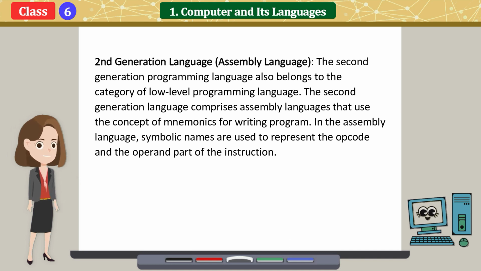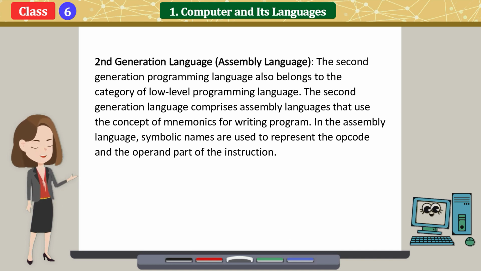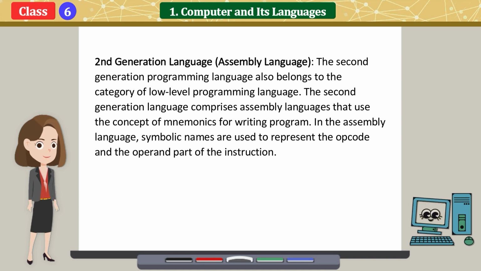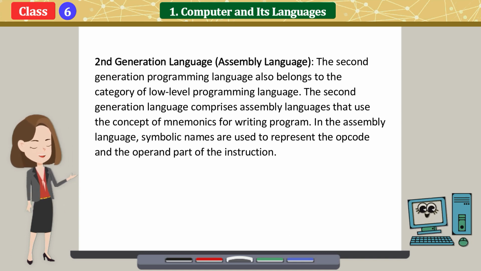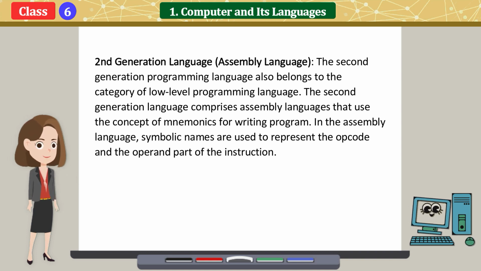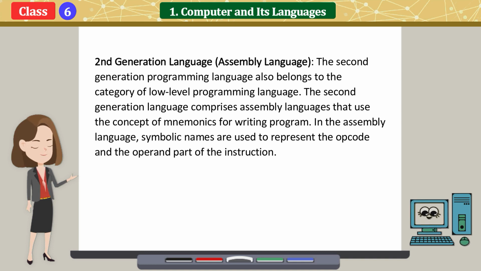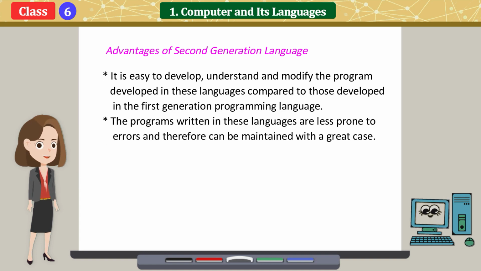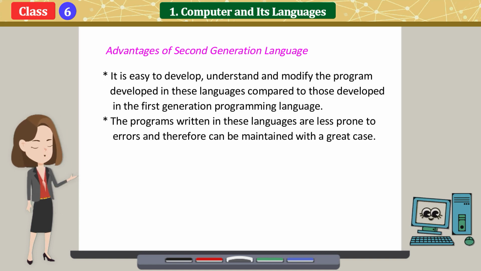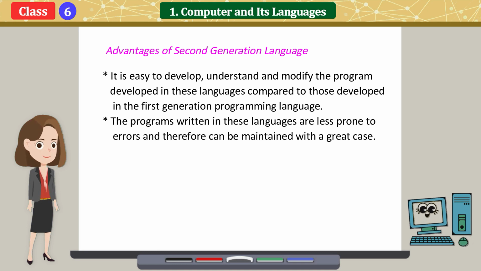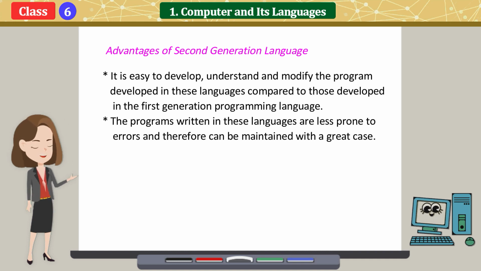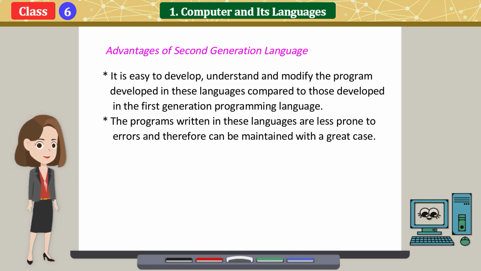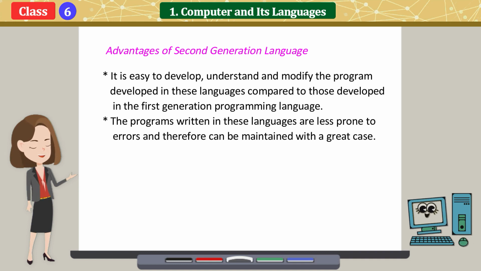Second-generation language. The second-generation programming language comprises assembly languages that use the concept of mnemonics for writing programs. In the assembly language, symbolic names are used to represent the opcode and the operand part of the instruction. Advantages of second-generation language. It is easy to develop, understand, and modify the program developed in these languages compared to those developed in the first-generation programming language. The programs written in these languages are less prone to errors and therefore can be maintained with great ease.